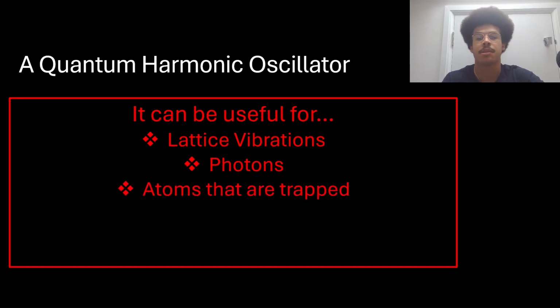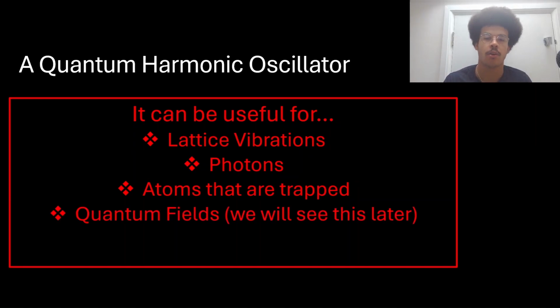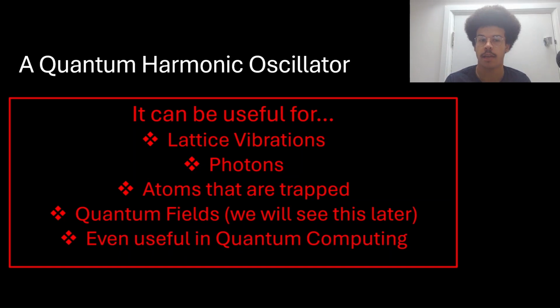Atoms that are trapped. So we might want to take an atom and trap it in a certain area using some sort of field or force, and that can be useful to use quantum harmonic oscillator formalisms. Quantum fields, this is another one that is important, and we will talk about this later. And it is useful in quantum computing as well.